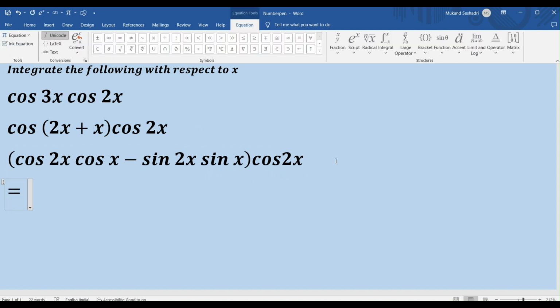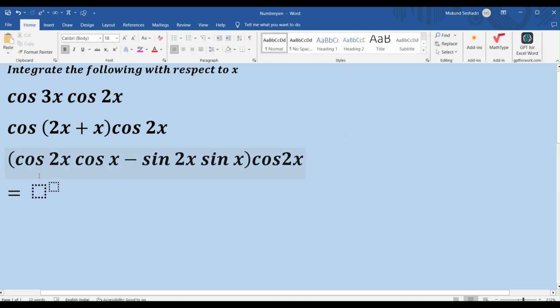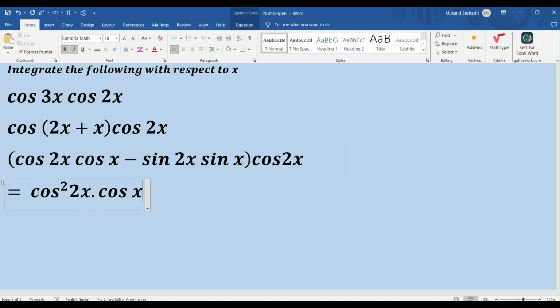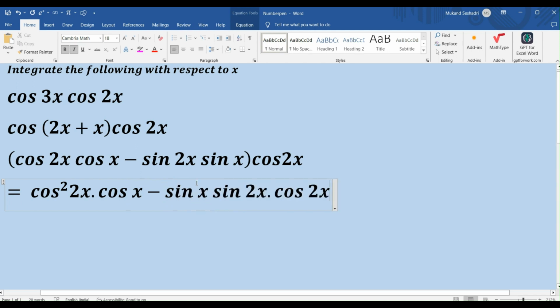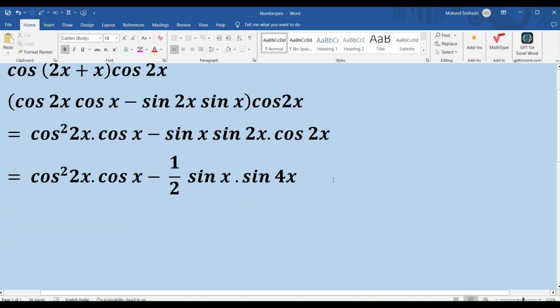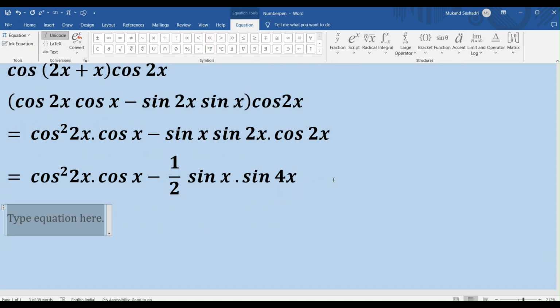I have my cos 2x cos x into cos 2x, which is nothing but cos square 2x, right, times cos x, minus I have a sin x into sin 2x cos 2x, right? So let's write that down. I know that my sin 2x into cos 2x is nothing but 1 by 2 times sin 4x, right? I'm going to leave it as it is, and I'm going to come to the next line.